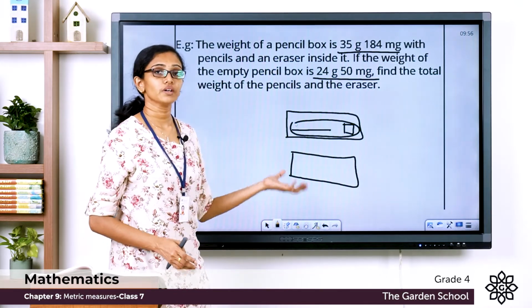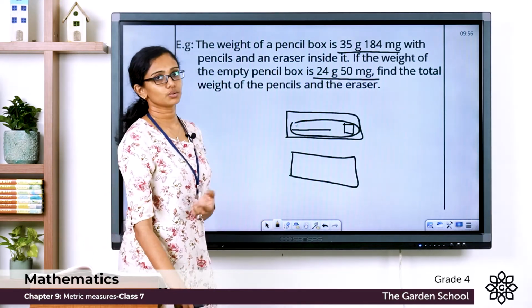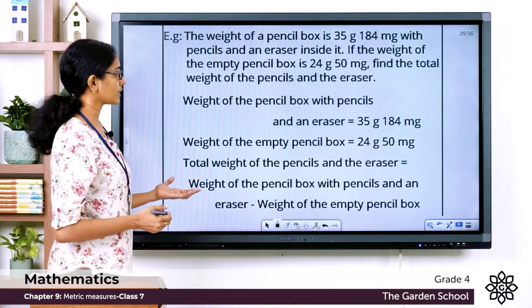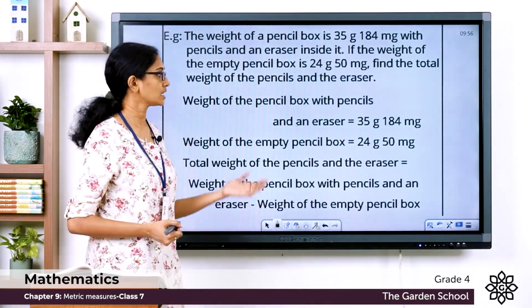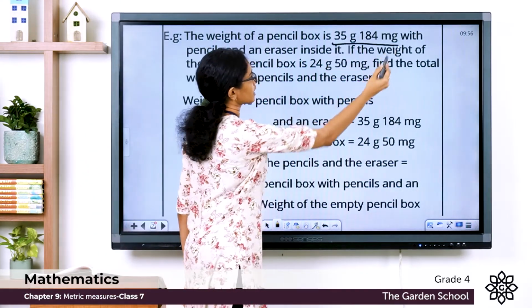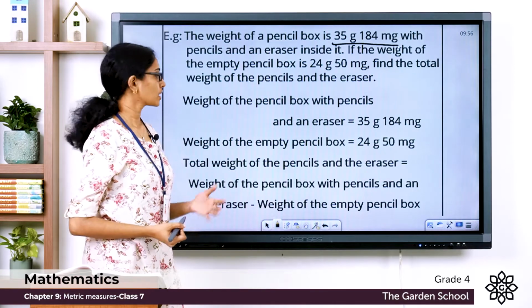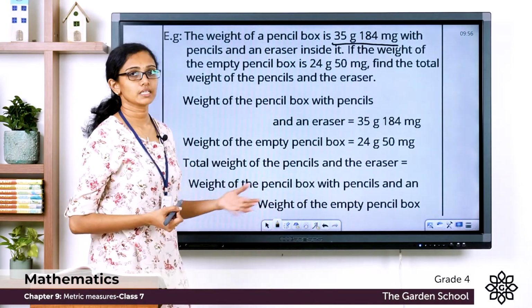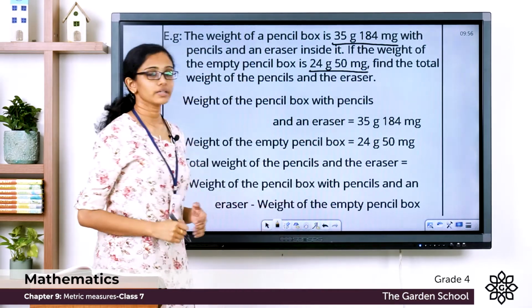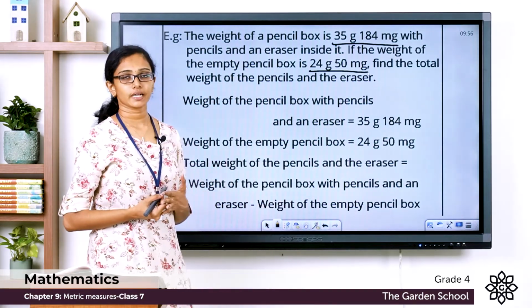So let's first write down the steps and then do the subtraction. From the question, we can write: weight of the pencil box with pencils and an eraser is equal to 35 gram 184 milligram. Now, weight of the empty pencil box is equal to 24 gram 50 milligram.